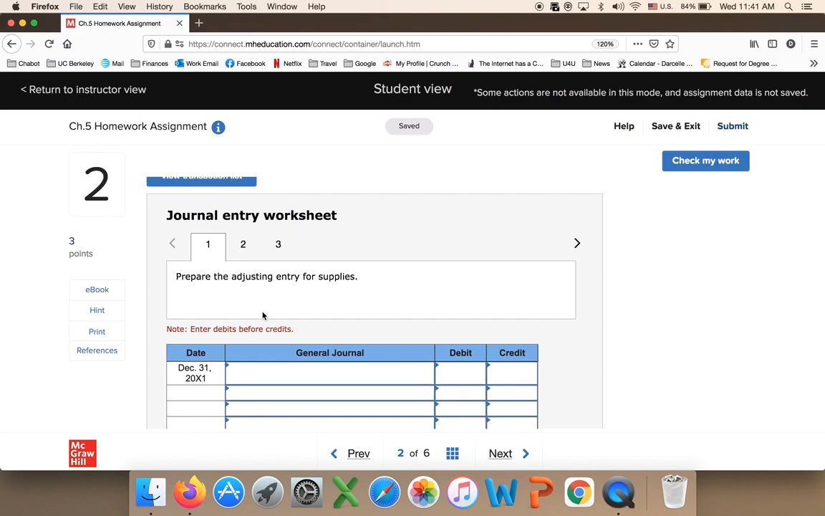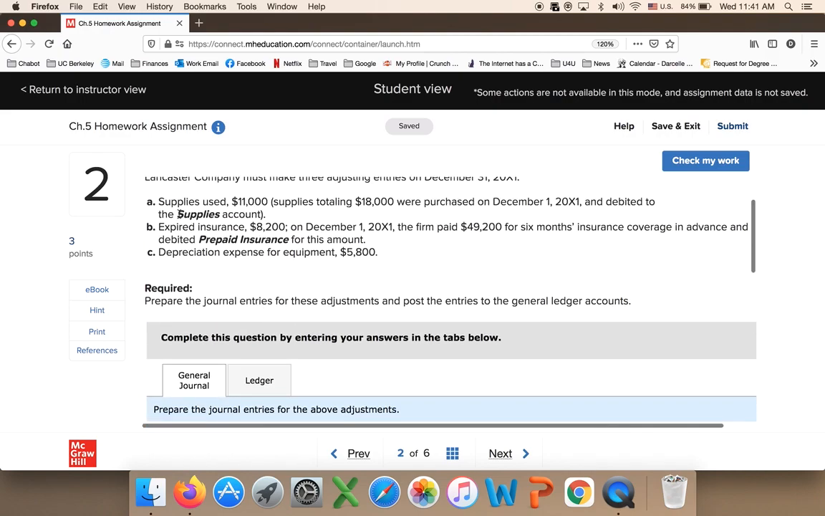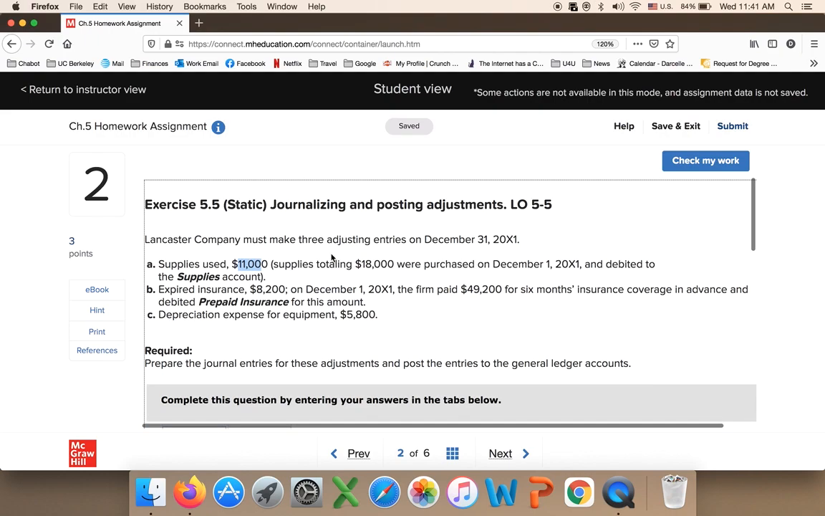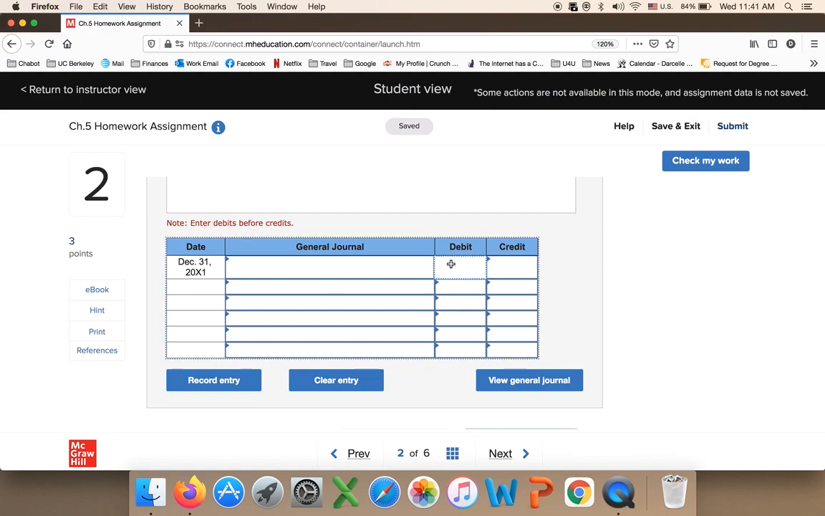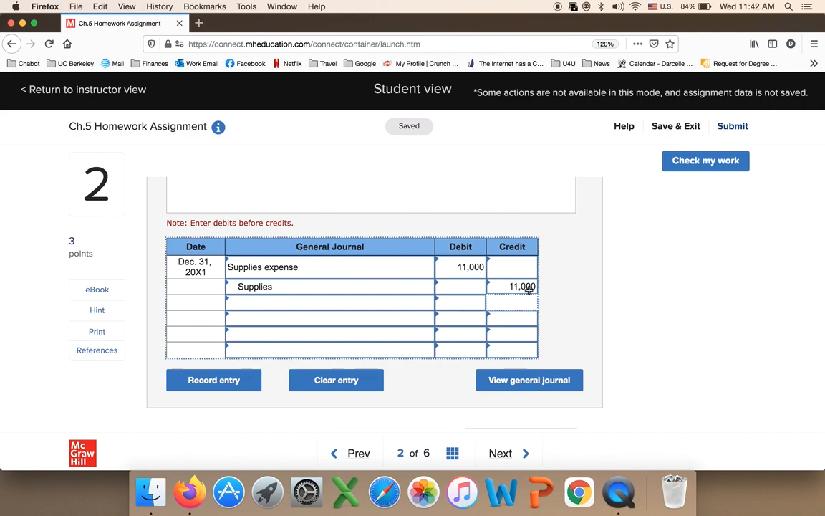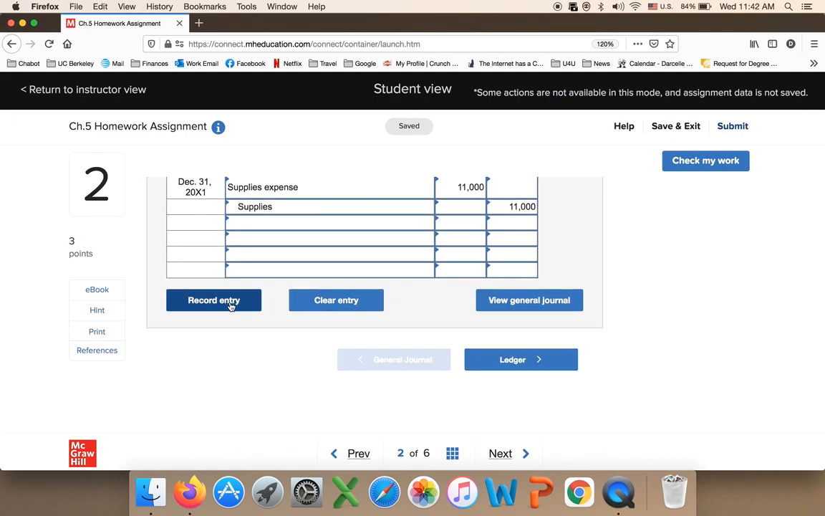To journalize adjustments for supplies, for every single adjustment, figure out the math part first. How much is the adjustment? Supplies used, 11,000. That's how much we used up. So we're going to debit supplies expense, sorry, 11,000. I put the amount first, and then what are the accounts? For every adjusting entry, we always debit an expense, so here it would be supplies expense, and we credit an asset called supplies. Expenses go up and supplies go down. We've used up supplies.